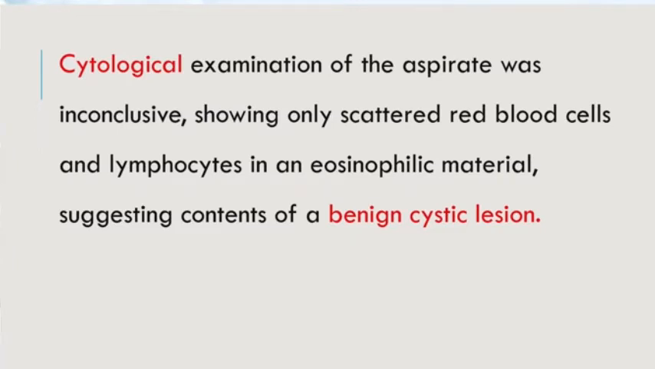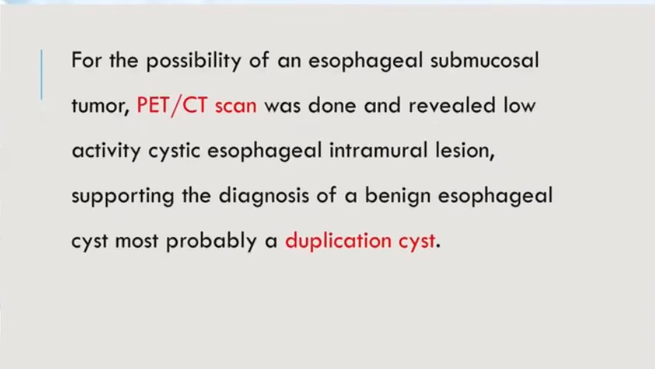Cytological examination of the aspirate was inconclusive, showing only scattered red blood cells and lymphocytes in an eosinophilic material, suggesting contents of a benign cystic lesion. Then PET-CT was done and revealed a low-activity cystic esophageal intramural lesion, supporting the diagnosis of a benign esophageal cyst.